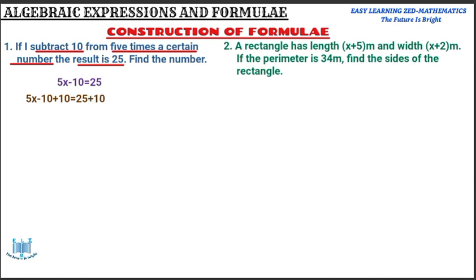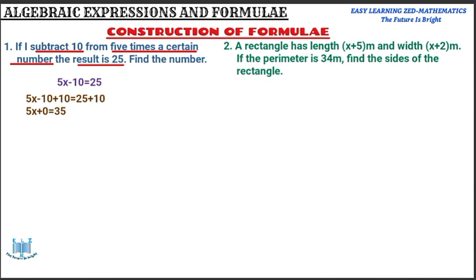So now I've come up with an expression which is 5x minus 10 plus 10 is equal to 25 plus 10. Once I've done that, the next thing I'm going to do is the actual adding now. So I'm going to write 5x, then negative 10 plus 10 will give us 0, which is going to be plus 0, which is equal to 35.